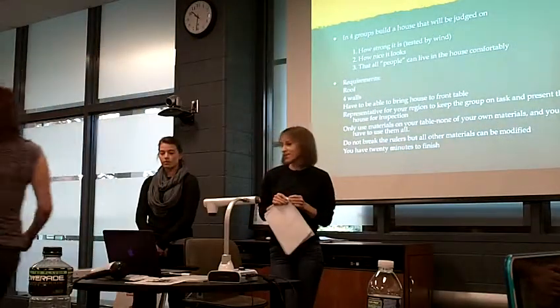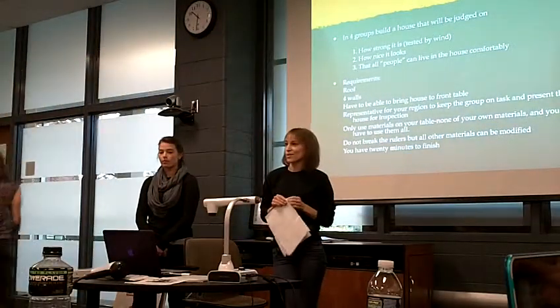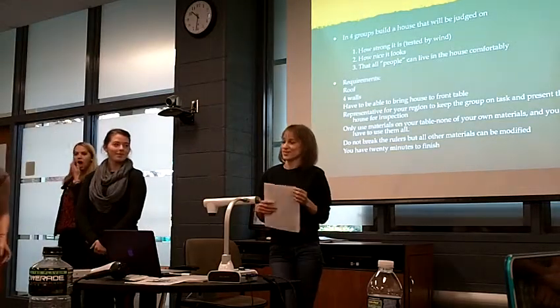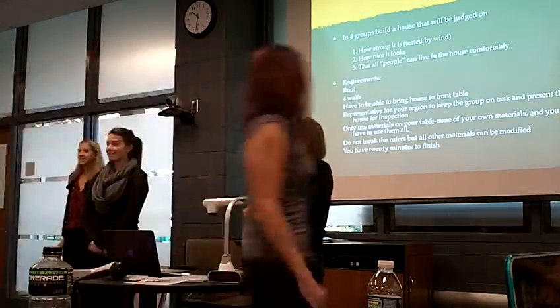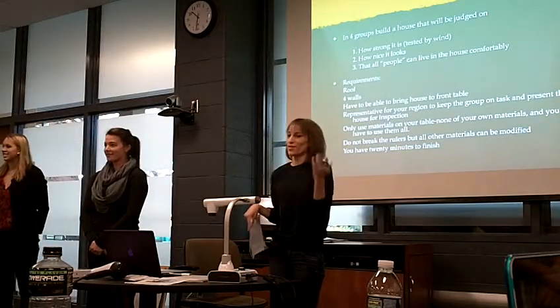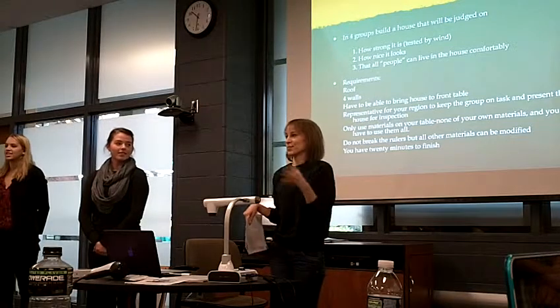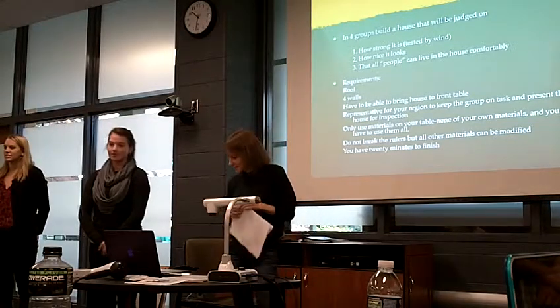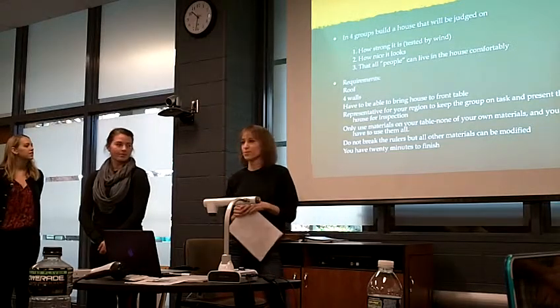And then the other thing is going to be how strong it is. So to simulate natural elements of nature, we're going to have a hairdryer and we're going to try to blow your house down. So if it falls down or a wall falls off or a roof falls off, then you're going to get points off. And then lastly, make sure it can support all your people.